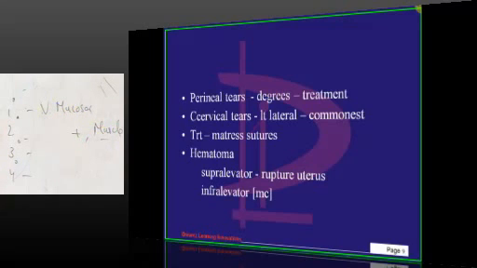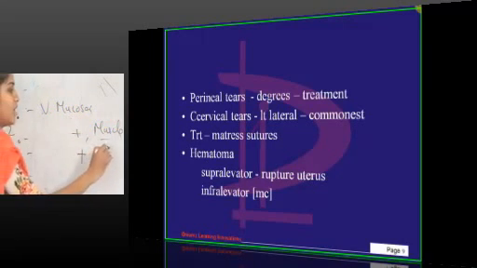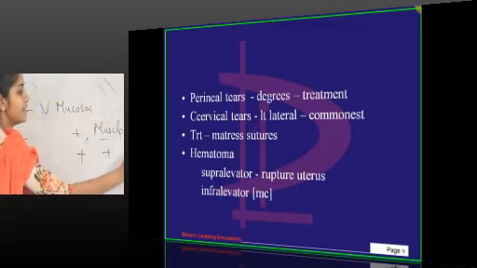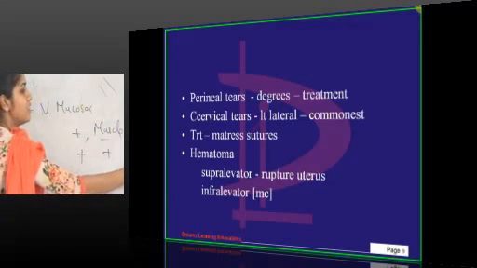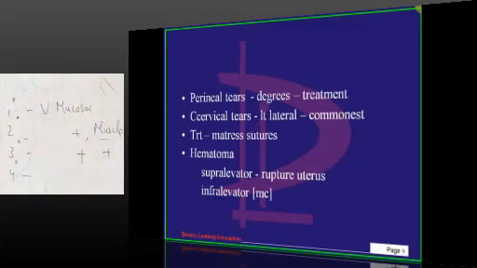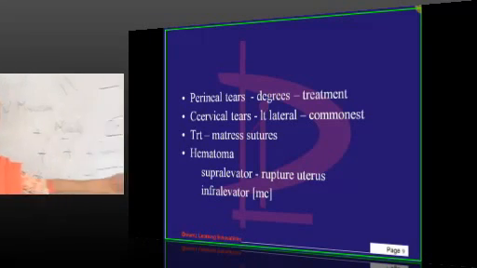Third degree? Not rectal mucosa, we will come to that under fourth degree. Third degree is along with mucosa, along with muscle, what is there? Sphincter, the anal sphincter. If the sphincter is involved, it is third degree. What is fourth degree? Everything plus the rectal mucosa.